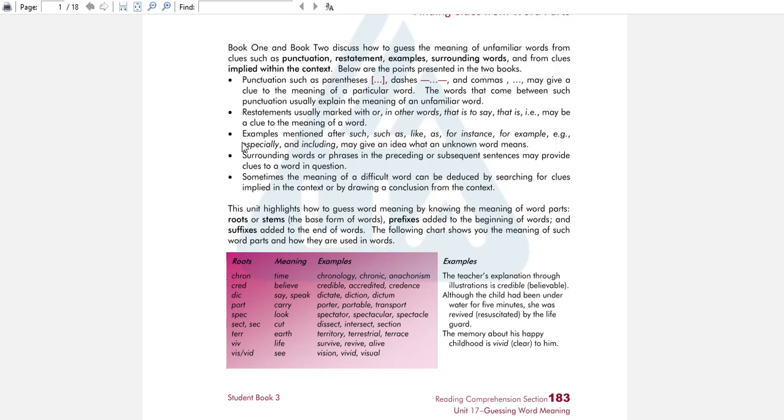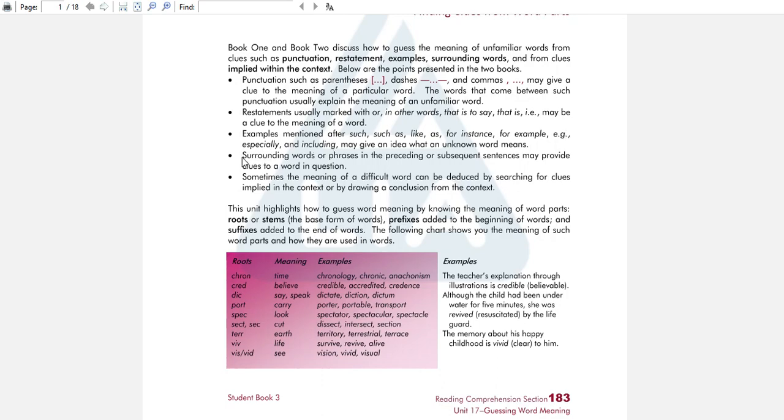Okay, and then the next one is examples. Sometimes for the difficult word that you have to guess the meaning, there are some examples mentioned in the text itself. The keywords usually are such as, like, as, for instance, for example, exemplification, especially, and including.